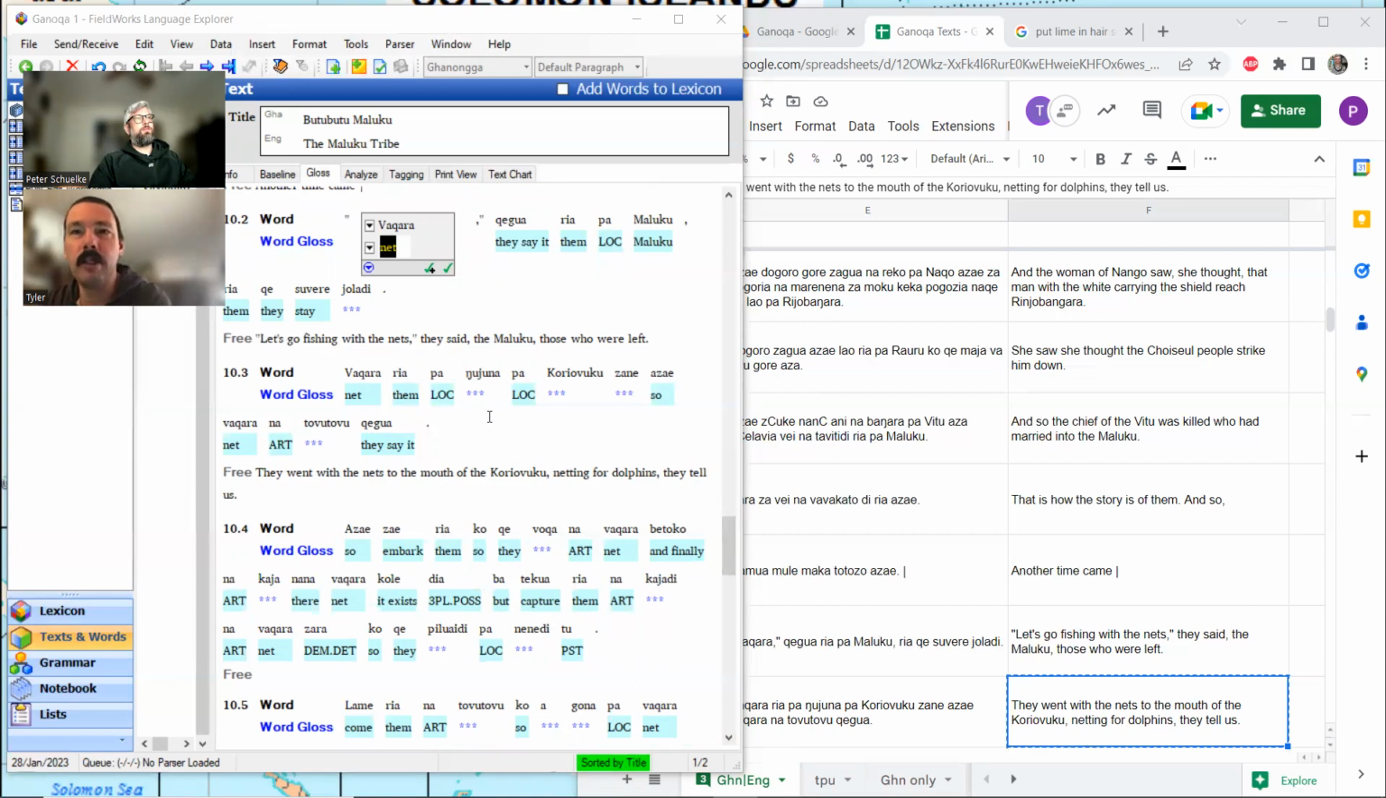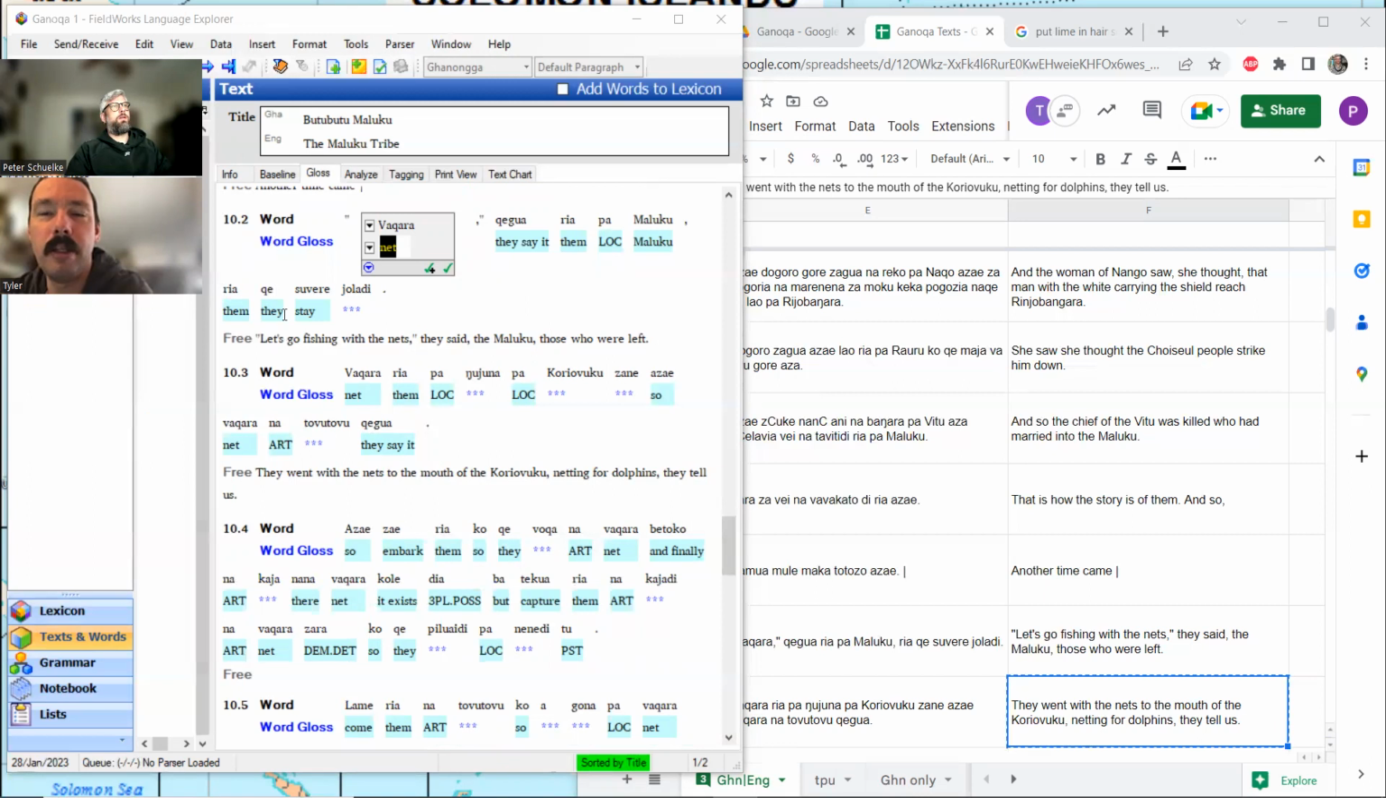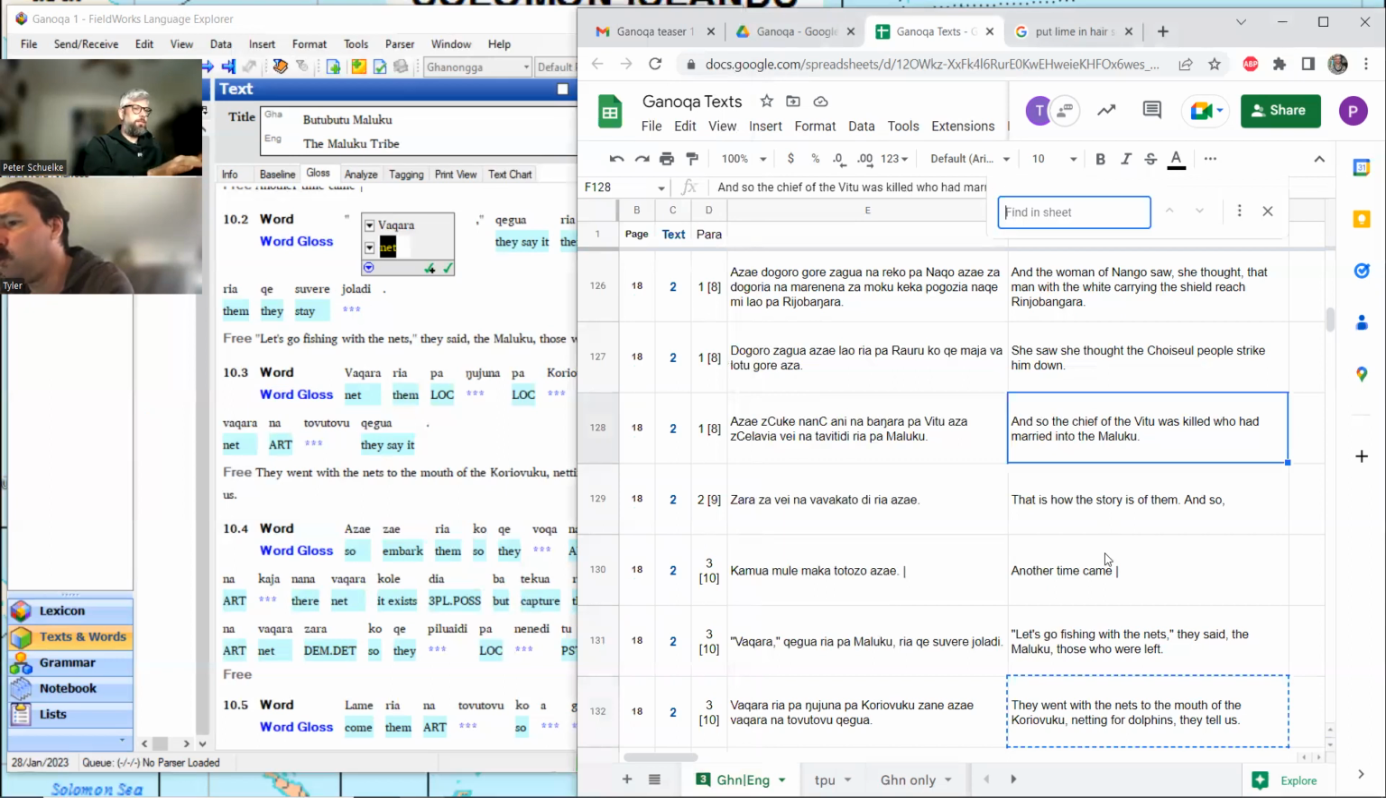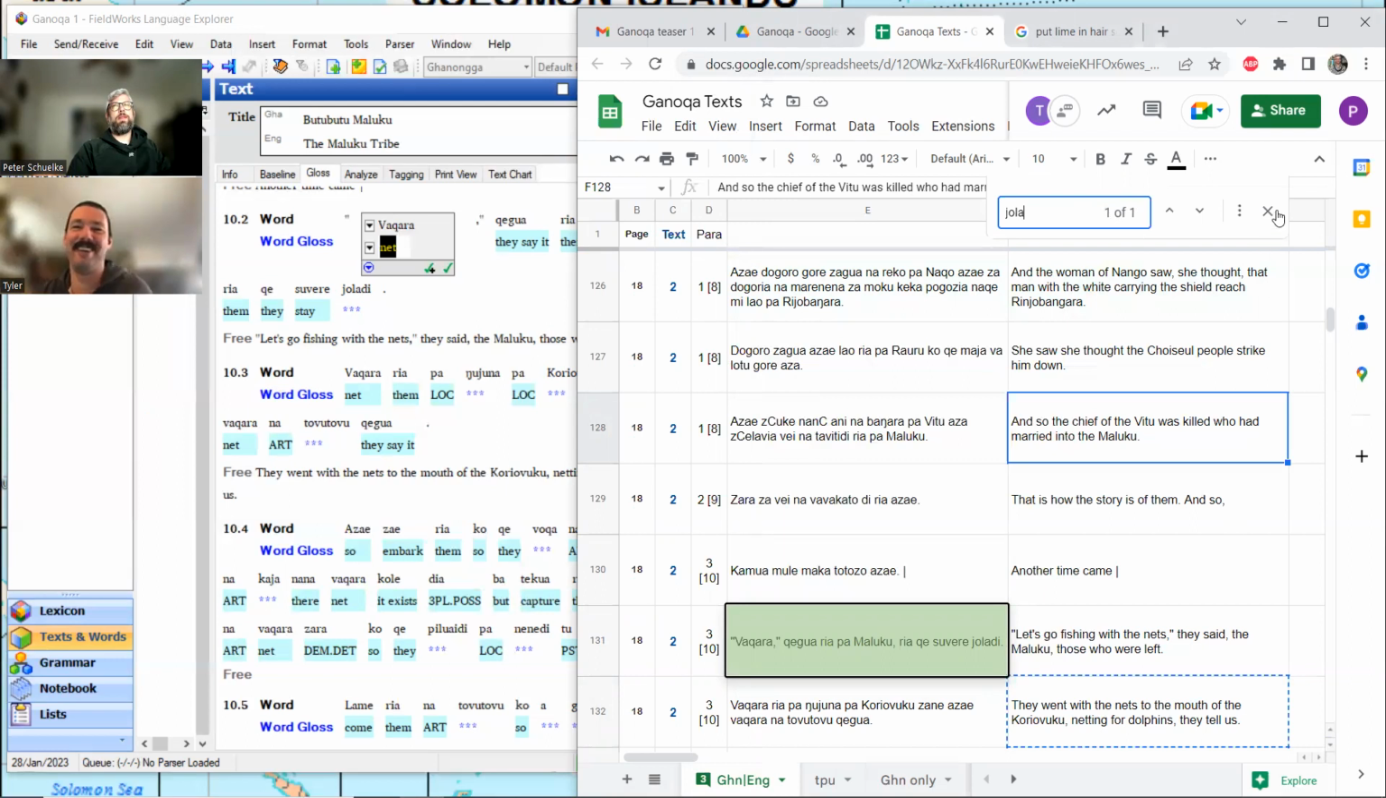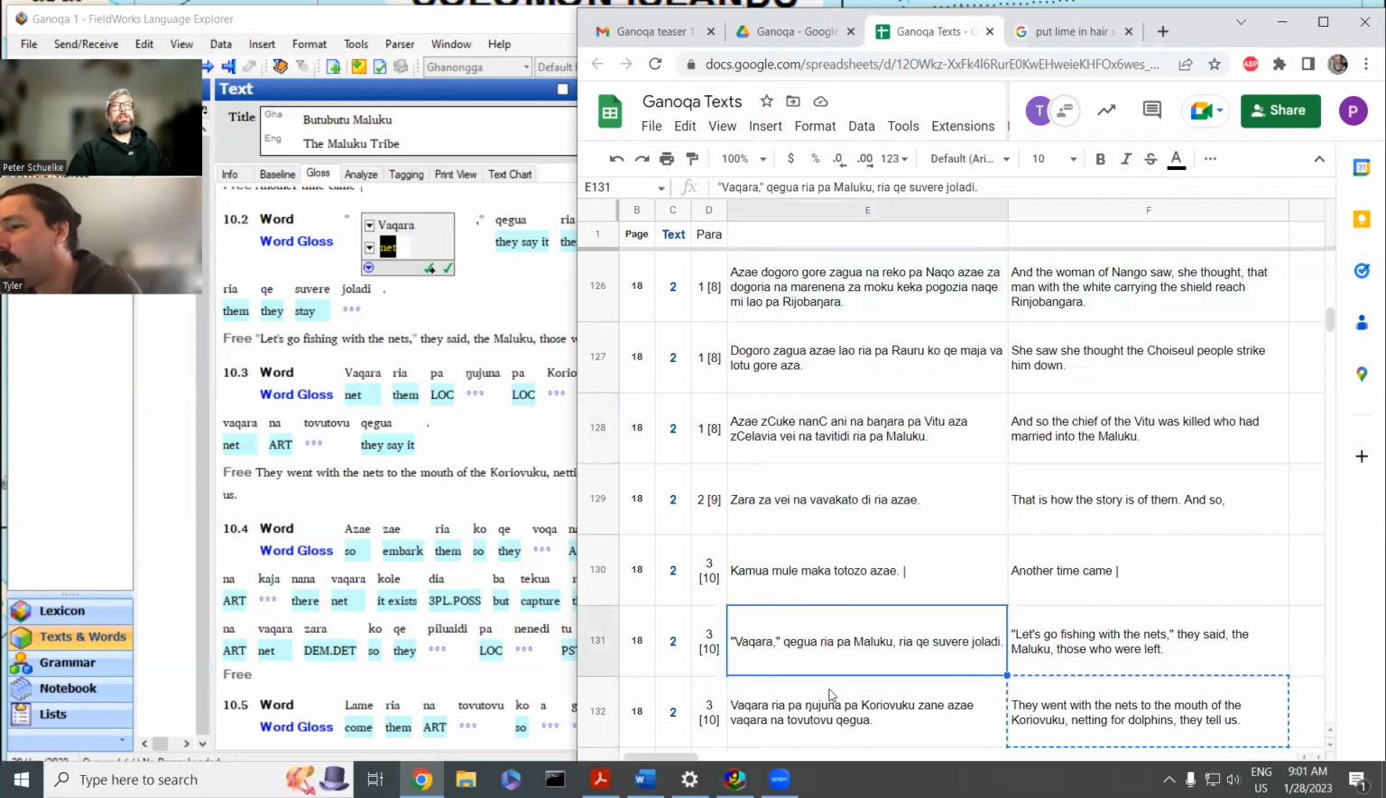What about the Jolandi there? Those who were left. Does that mean left over? Remain? Something like that? We have stay. Suvere. Those that stayed behind. Do we get Jola again? Ooh. One of one. Jola. We do have. Not going to be easy to solve.